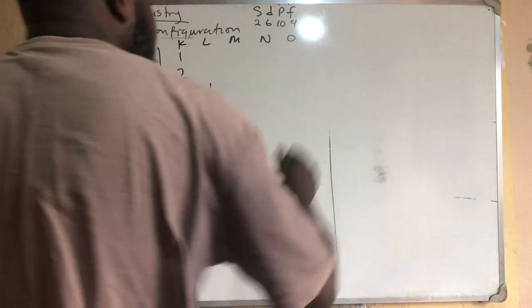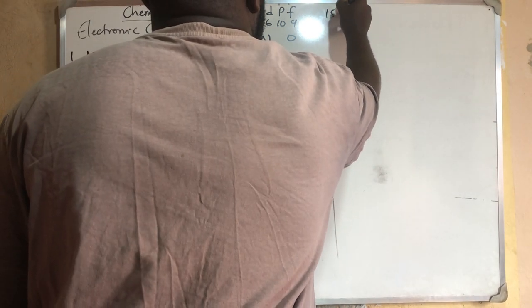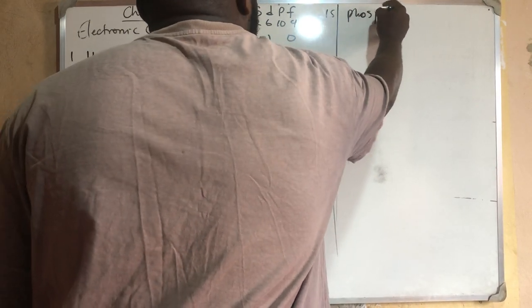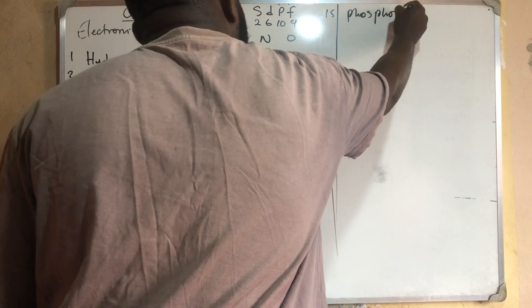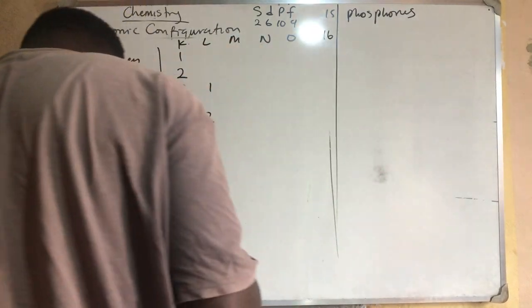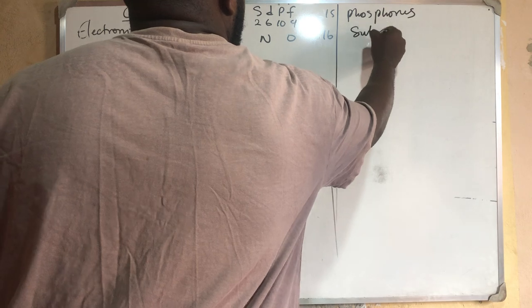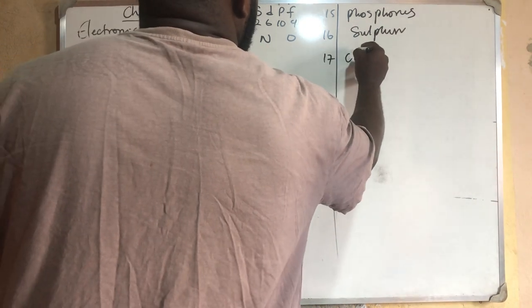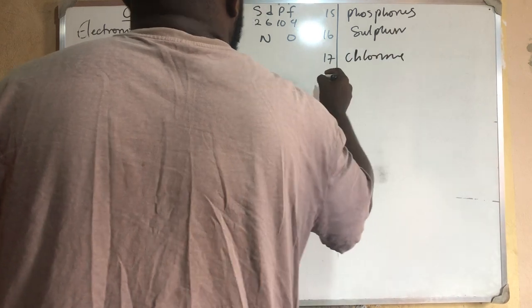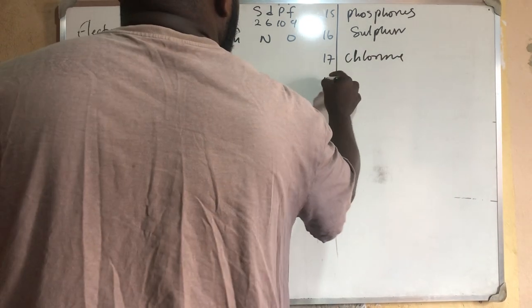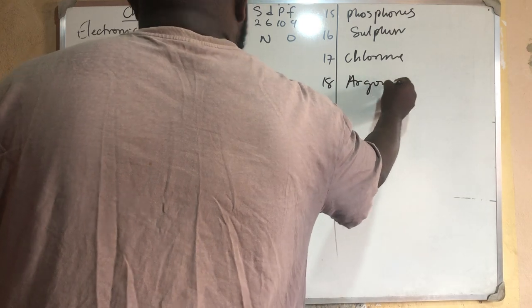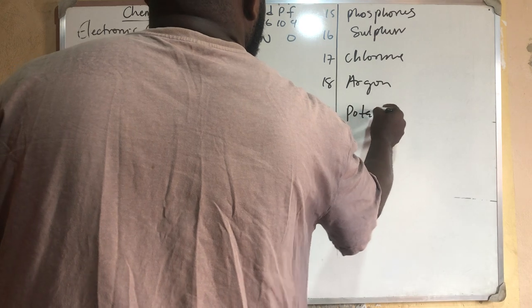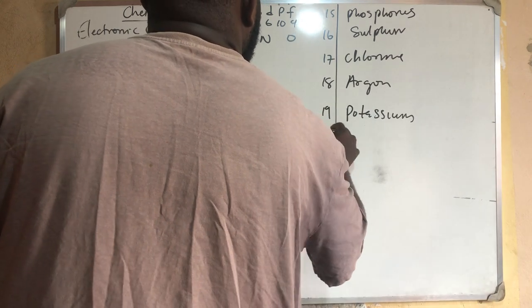Silicon, phosphorus, that is number 15. Phosphorus, okay, 16, sulfur, 17, chlorine, 18, argon, then potassium and calcium, 19, potassium, 20 is calcium.